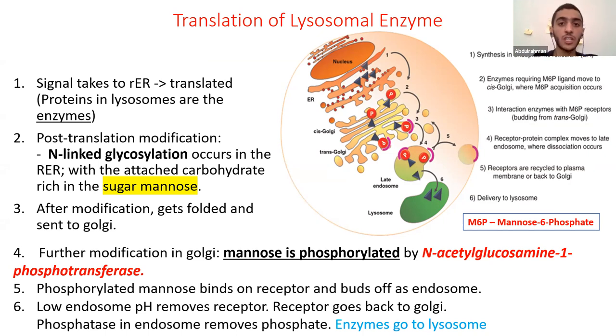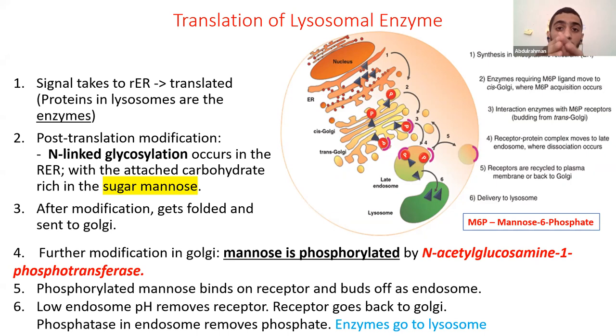And this is basically the trick for the lysosomal enzymes. The modification is that in the endoplasmic reticulum, the first step is an N-linked glycosylation, where we'll add an N-acetylglucosamine, okay? This N-acetylglucosamine will be rich in the sugar known as mannose. Keep that in the back of your head. We added the N-linked glycosylation, we folded the enzymes or the proteins, and then we sent them to the Golgi.